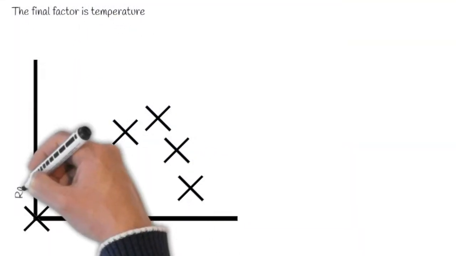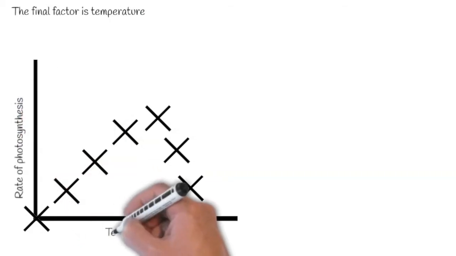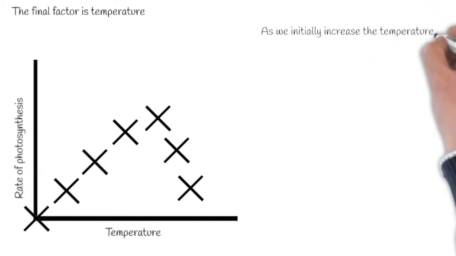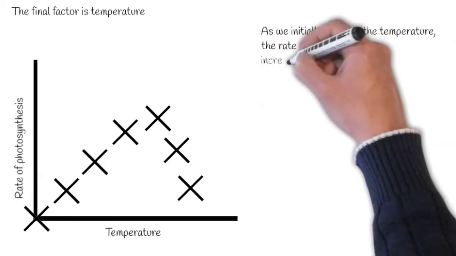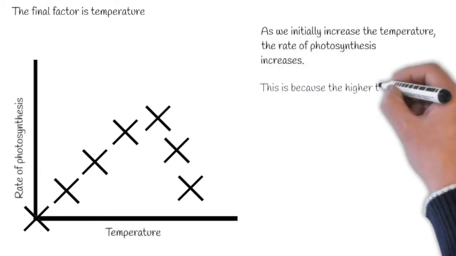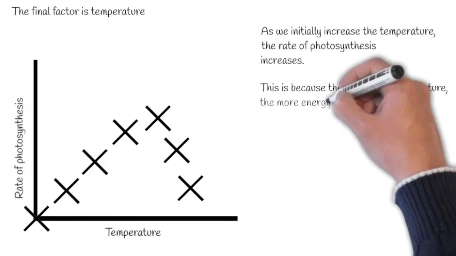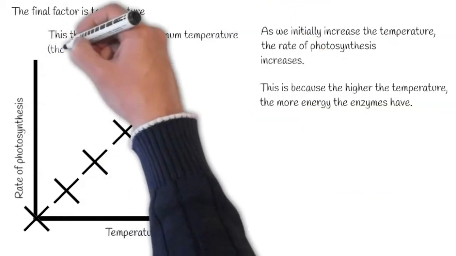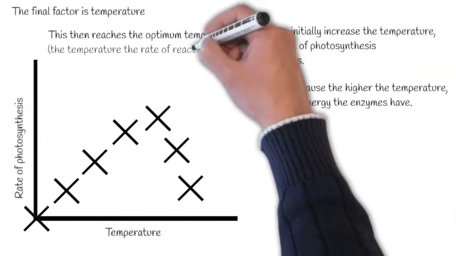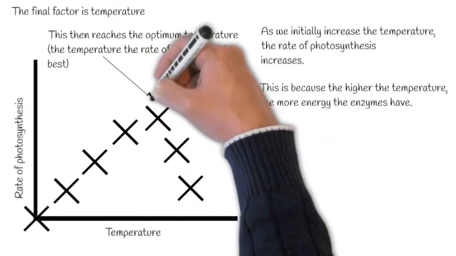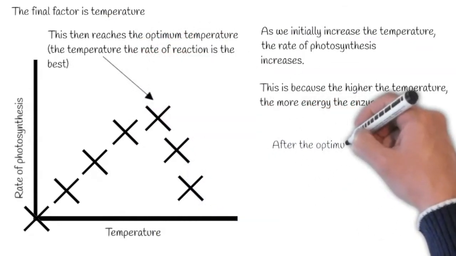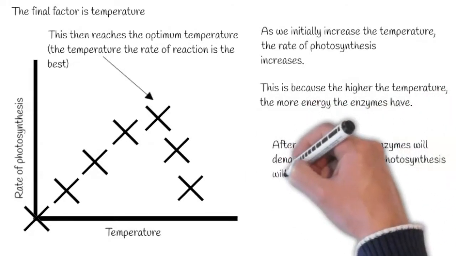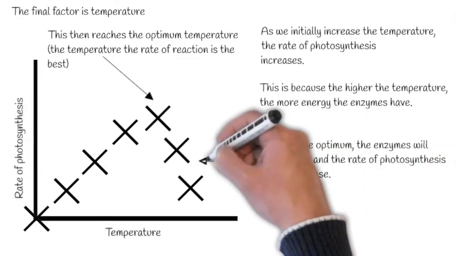The final factor that affects photosynthesis is temperature. As we initially increase the temperature, the rate of photosynthesis increases. This is because the higher the temperature, the more energy the enzymes have. This then reaches the optimum temperature, the temperature where the rate of reaction is the best. That's this point here. After the optimum, the enzymes will denature and the rate of photosynthesis will decrease rapidly, as you can see here.